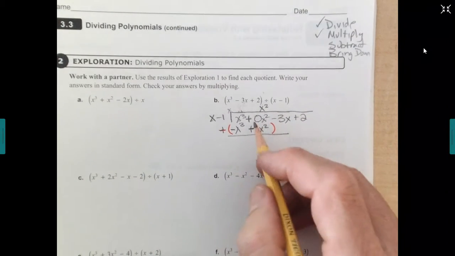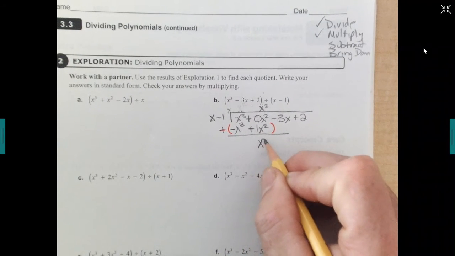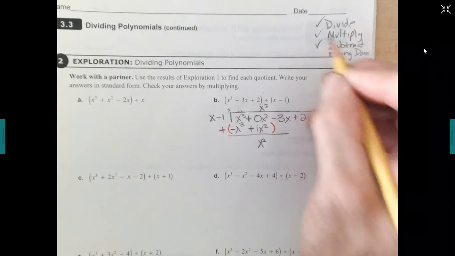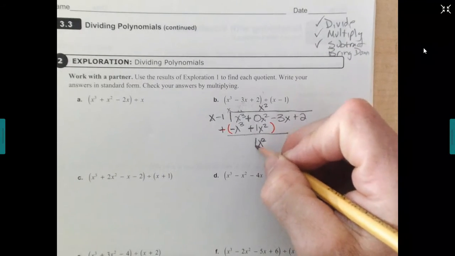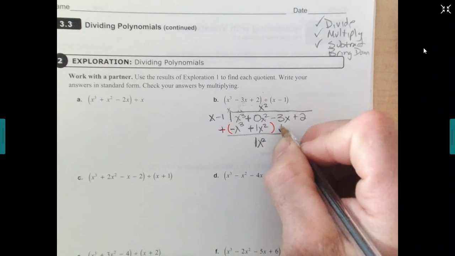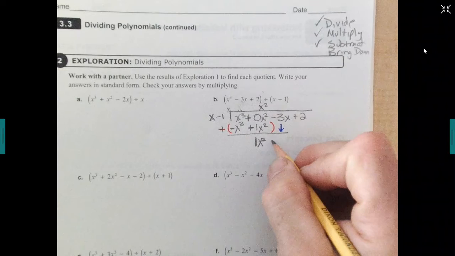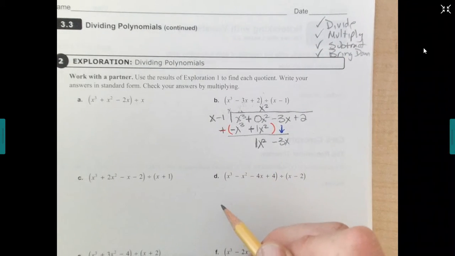-0 and +0 are the same thing. Plus 1x, so I get x squared. Done with my subtraction. Or 1x squared. It doesn't matter, same thing. Then my next step is to bring down. So I bring down a -3x. And there's my new number.